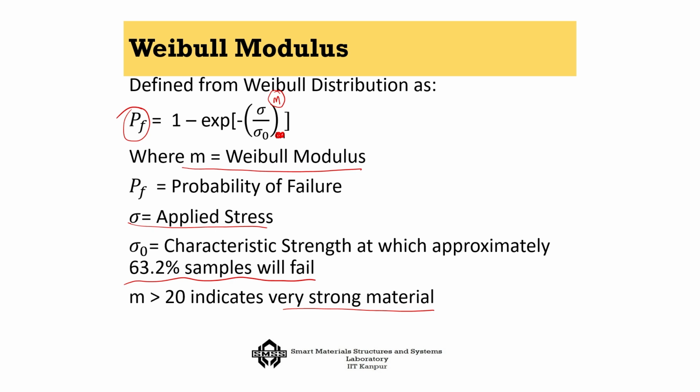Okay. So, as a designer, you should be always cautious of what is the m value of your material. If it is high, you are safe against fracture, and if it is low, then it can have a fracture failure. So, that is the significance of this Weibull modulus.